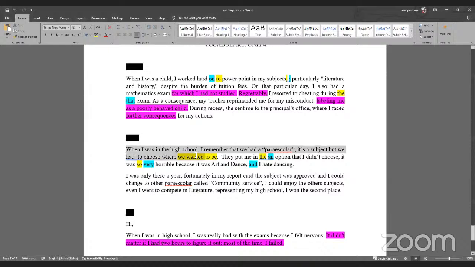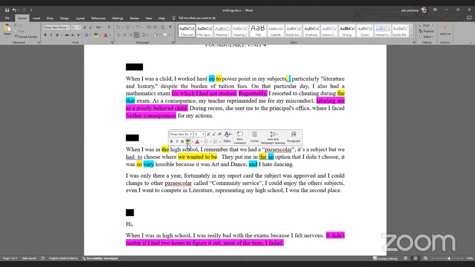When I was in the high school, right here, tiny little issue. When we're talking about high school specifically, we commonly don't use the. We just say high school. Well, when I was in high school. So this one isn't wrong, but it's something common we'll hear and read constantly in English. So keep that in mind. When I was in high school, I remember that we had a paraescolar. It's a subject, but we had to choose where we wanted to be.